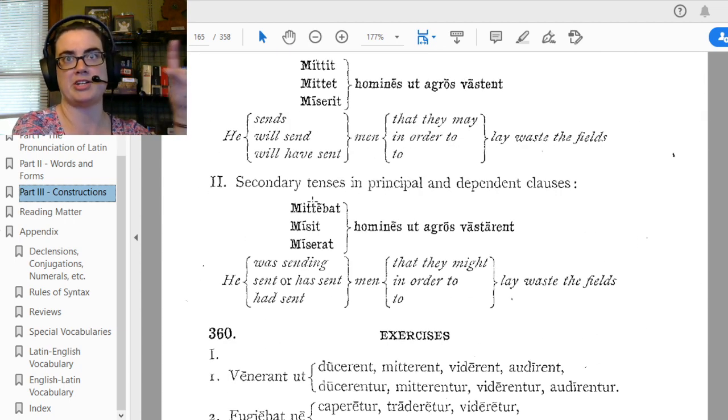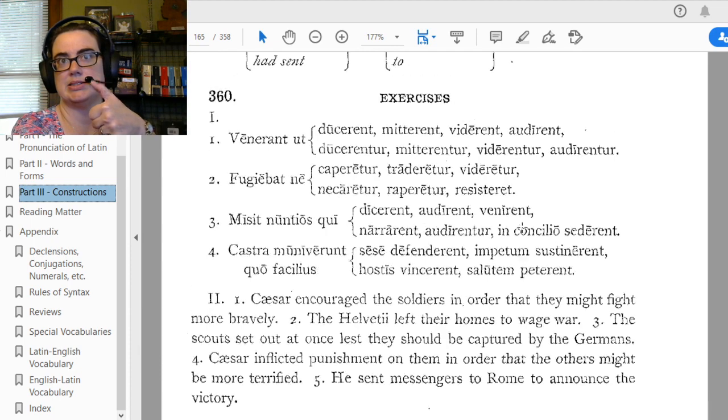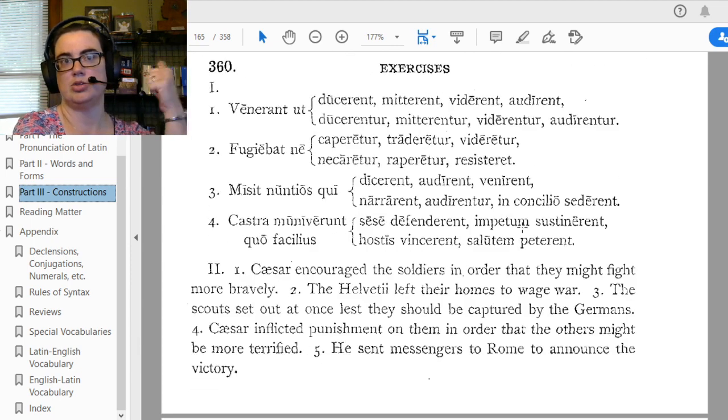So imperfect if you're using secondary tenses in the principal clause. He was sending, used to send, he sent, perfect, he had sent, pluperfect, men to lay waste to the fields, translated the same in English, but you use the imperfect subjunctive in Latin. Got all that? Cool.